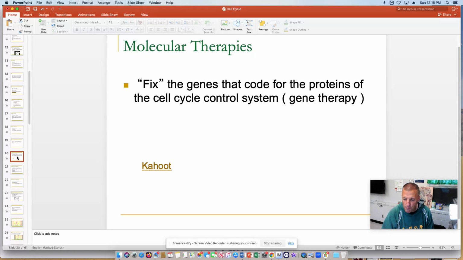Then something that holds some promise are molecular therapies. And the goal of those molecular therapies is to actually fix the genes that code for that particular protein. So that you may have heard referred to as gene therapy. And gene therapy means you're actually trying to fix the mutation that's causing that irregular growth or cancerous tissue.